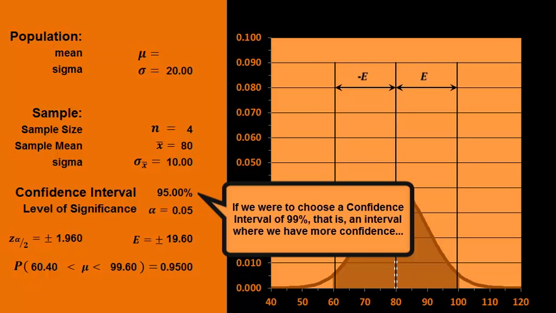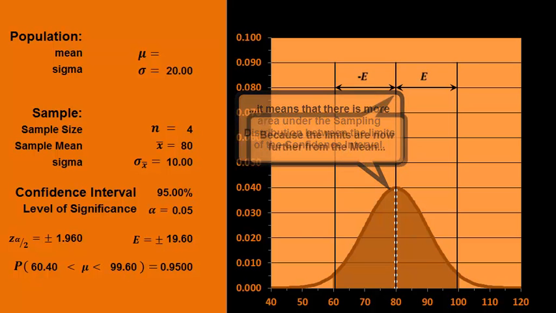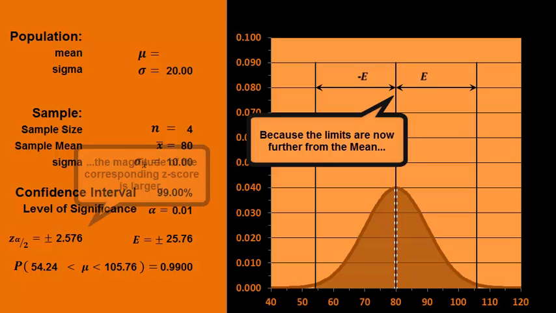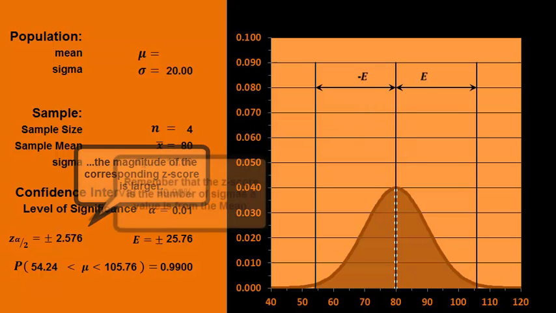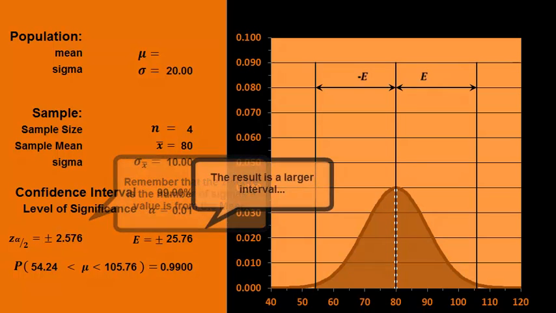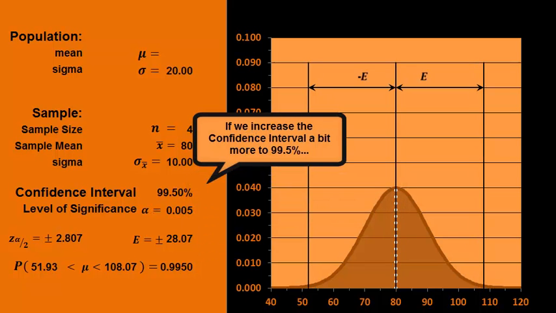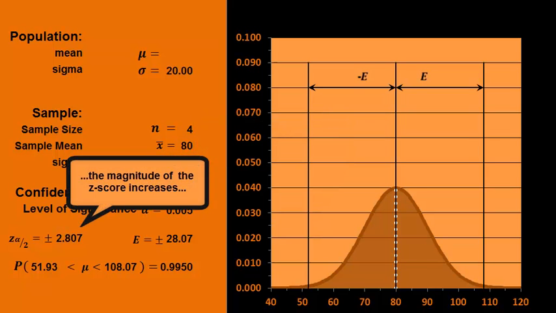If we were to choose a confidence interval of 99%, that is, an interval where we have more confidence, it means that there is more area under the sampling distribution between the limits of the confidence interval. Because the limits are now further from the mean, the magnitude of the corresponding z-score is larger. Remember that the z-score is the number of sigmas a value is from the mean. The result is a larger interval, but the probability of the population mean being between these two values increases to 0.99 or 99%.